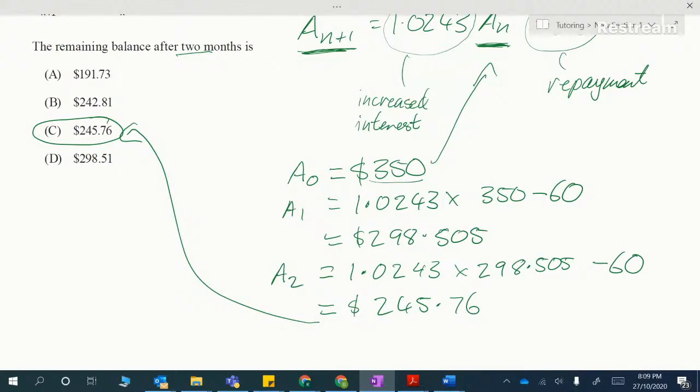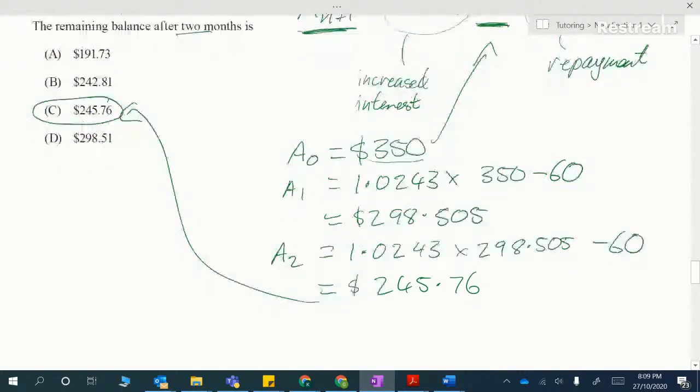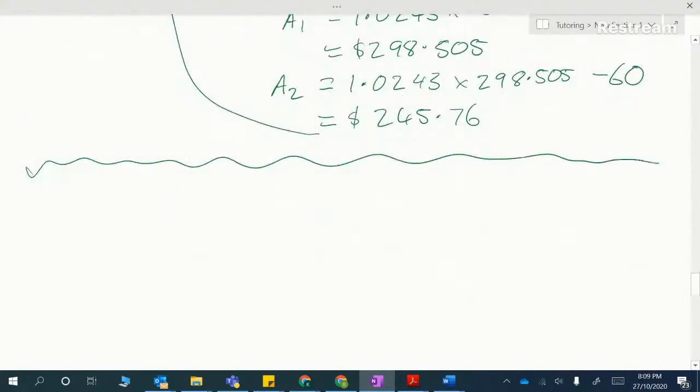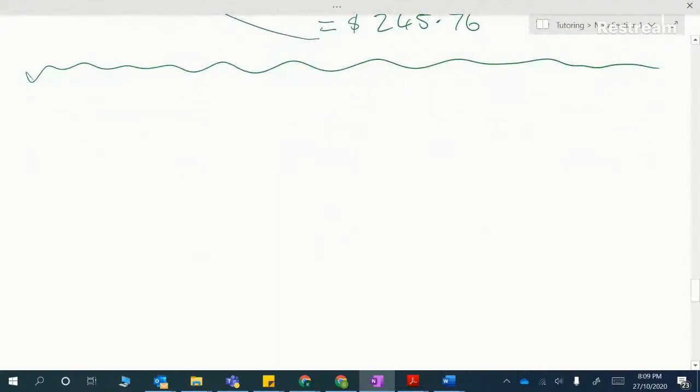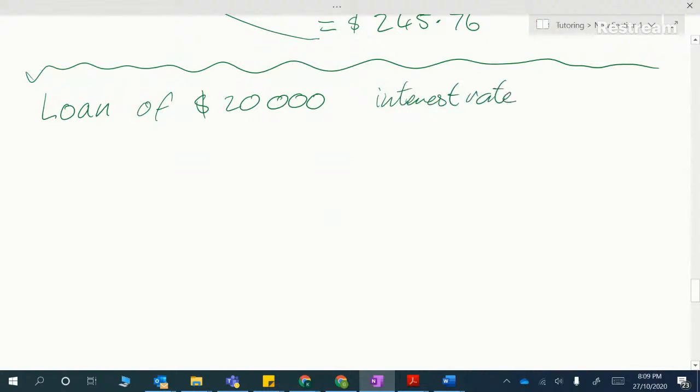Okay. So that's what you can do if you've been given a recurrence relation and you want to solve the problem, but you probably want to know how to write a recurrence relation, I'm guessing. So let me just make up a question for you here. Let's say we had a loan of $20,000. Our interest rate is 3% per annum, but it's compounding monthly.